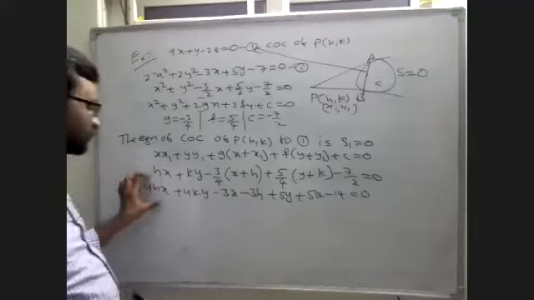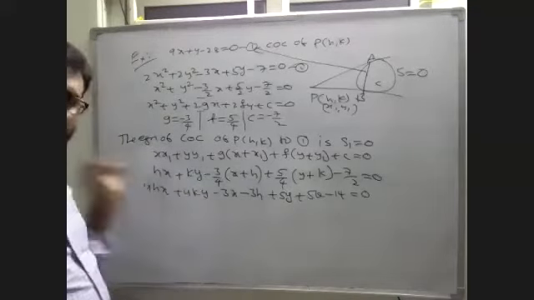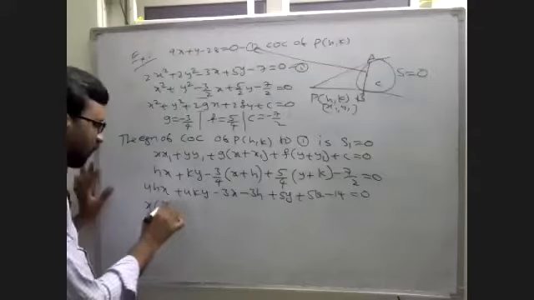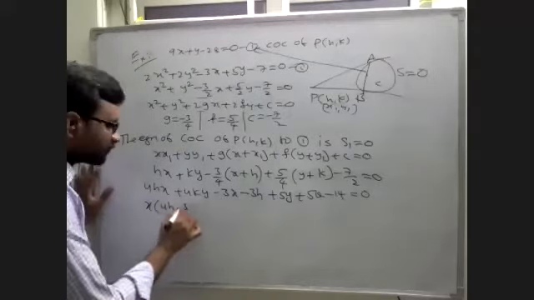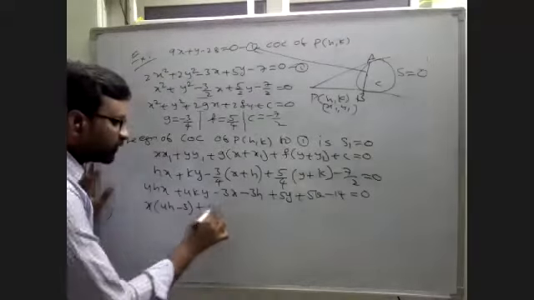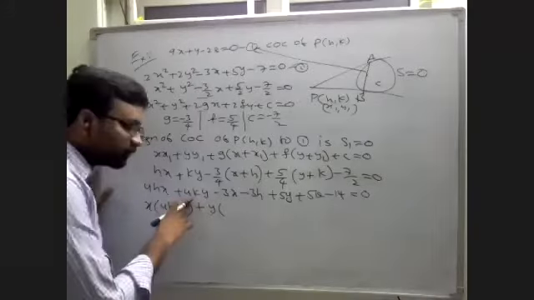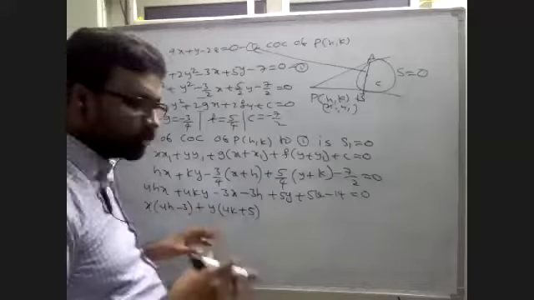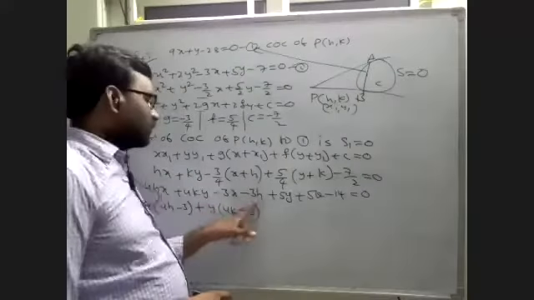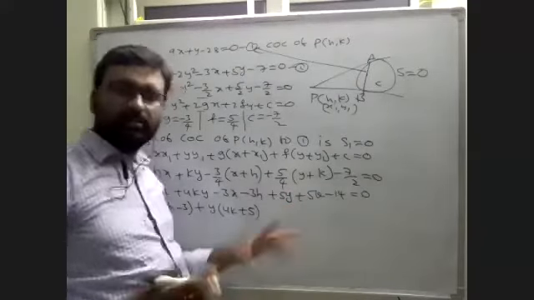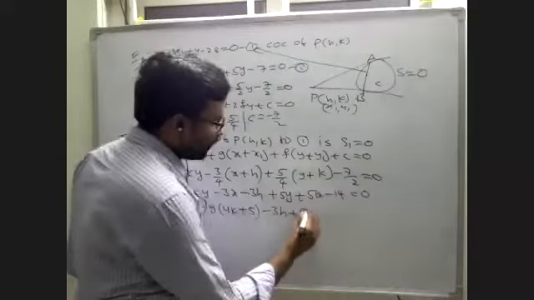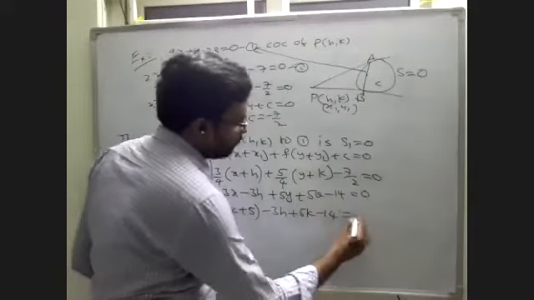Now for the x terms, there are two x terms, so you can take x common. Taking x common, the remaining part is 4h minus 3. Taking y common, you will get 4k, and one more y term, plus 5, so 4k plus 5. The remaining terms are all constants, because there is no x or y in them: minus 3h plus 5k minus 14 equal to 0.